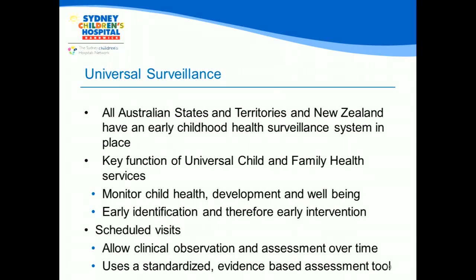I can't talk about the rest of the country, but certainly in New South Wales, we struggle to get the assessments done for children with TS and lots of other children, but we're not using that basic entry level, which often guides us into those different systems. And then I'm going to talk about the TAND checklist, which is a specific screener, which is not just the first 5 years, but is lifelong. So universal surveillance, all the states have got it, New Zealand's got it, they're all slightly different, but the idea really is that they're there to monitor child health, development and well-being and optimise it.